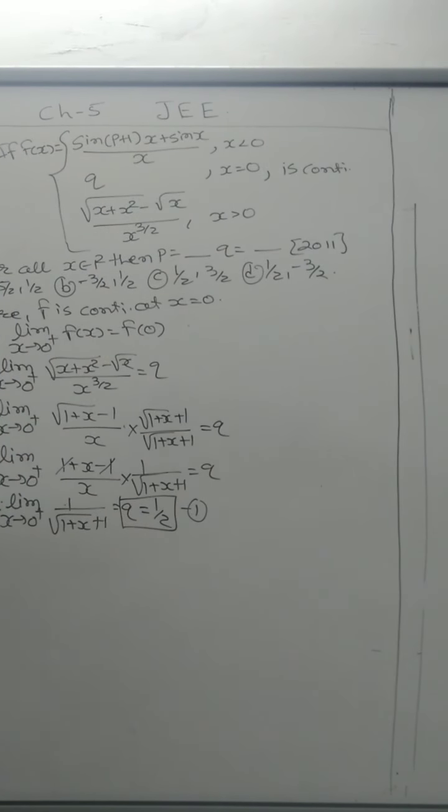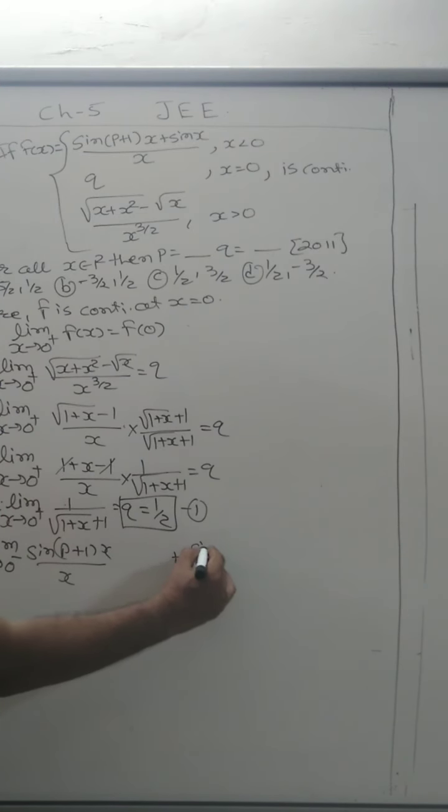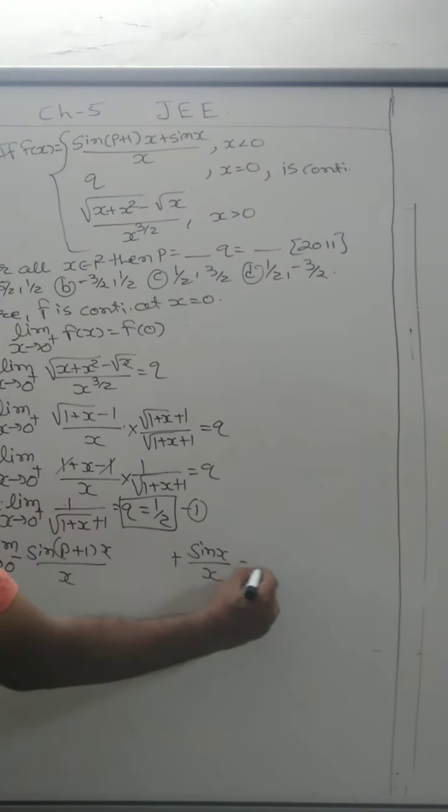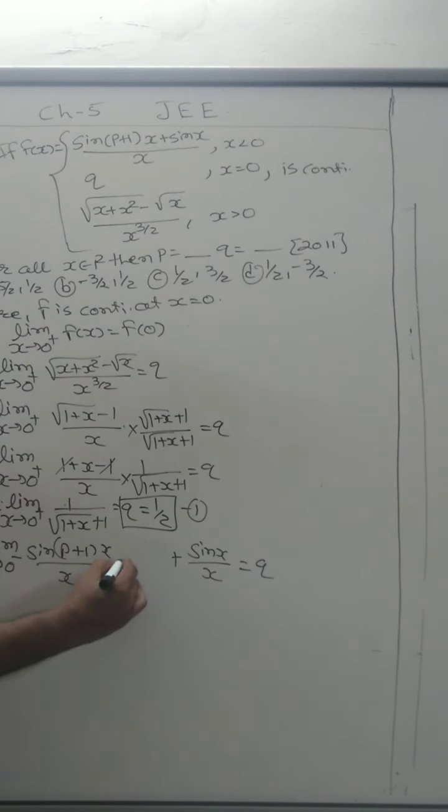Now we talk about the left hand limit of the function, limit x tends to 0 minus sin of p plus 1 x upon x plus sin x upon x, it is also q. Here we multiply and divide with p plus 1.